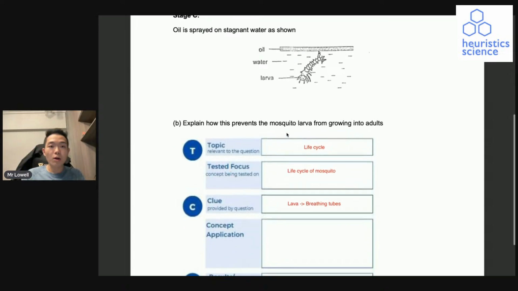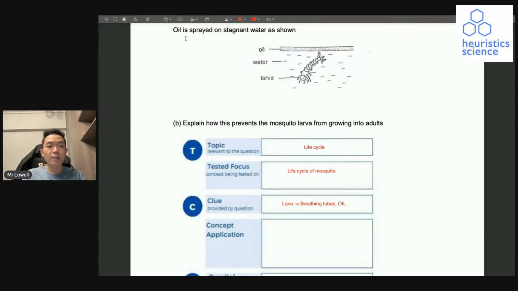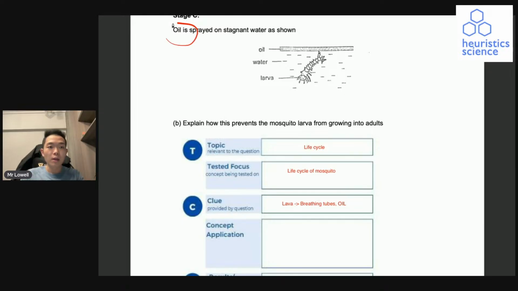So when you put oil, breathing tubes, as well as oil, these two are my clue. So students, actually, a lot of times for higher order thinking questions, they look very scary, very overwhelming. But I'm telling you something, there are clues. So all of these are clues.